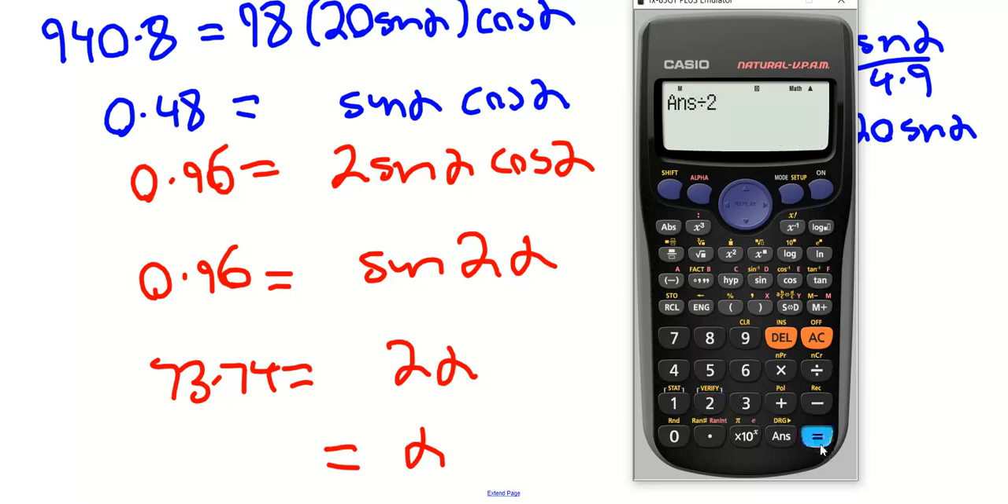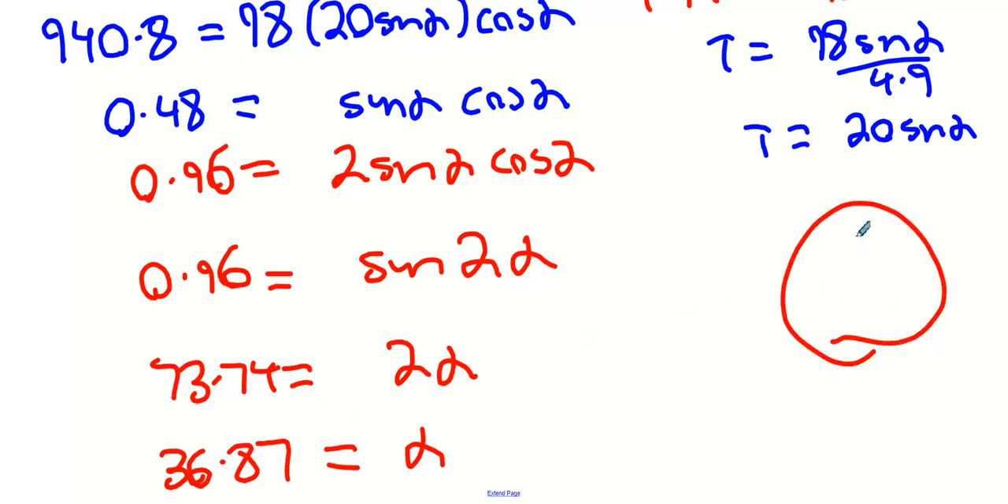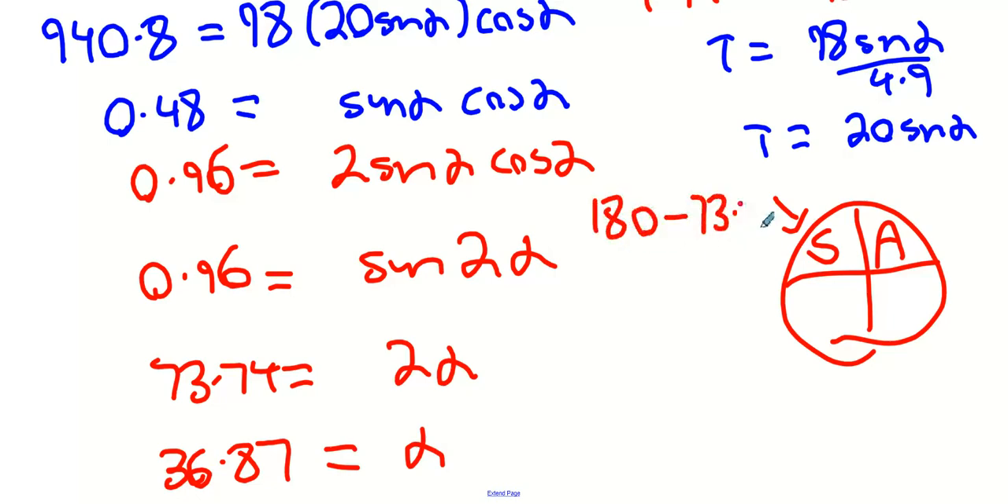Now, somebody's got their hand up. Does it say angle or angles? Angles. What does that mean? I left one out. I did the A answer, but I didn't do the S answer. So what's the S answer? 180 minus 73.74.